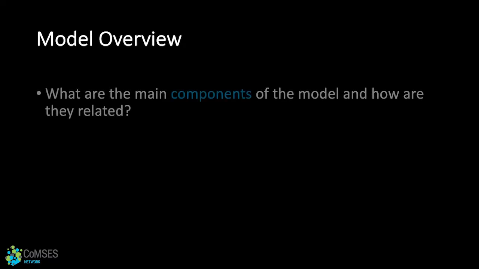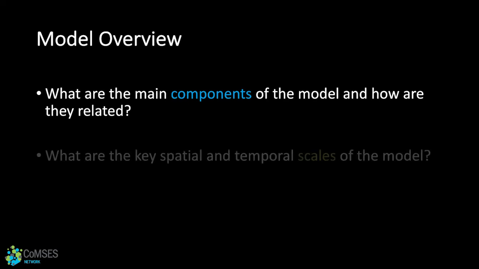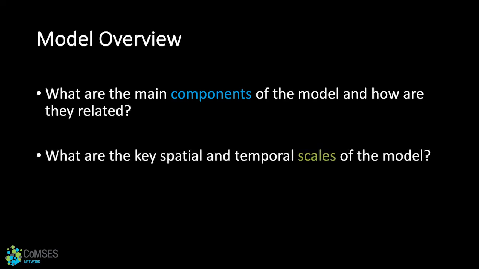There are a few key topics to include in the model overview. What are the main components of the model, and how are they related? What are the key spatial and temporal scales of the model? If you're using NetLogo, what does a tick mean to you? Is it a year, an hour, or maybe it doesn't correspond to a unit of time? Is your model located on a real landscape or an abstract gridded torus with little importance to the model?